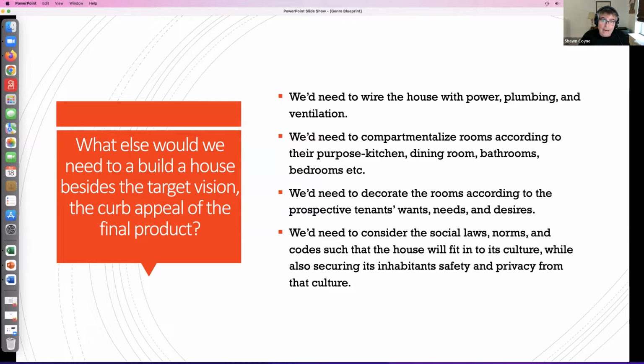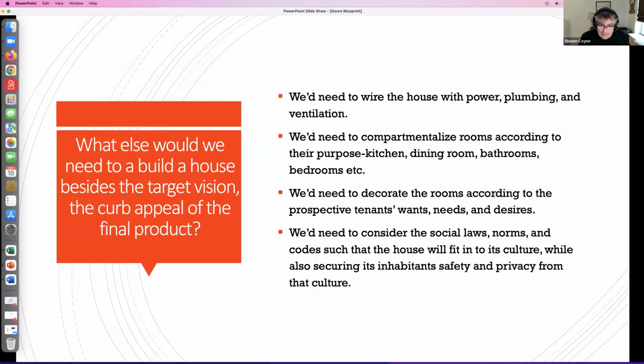Well, they need to wire the house with power, plumbing, and ventilation. We need that stuff in the house, right? We need to compartmentalize rooms according to their purpose. We need kitchen, dining room, bathrooms, bedrooms, reading rooms, libraries, offices, etc. Okay, that's 2. 3, we need to decorate the rooms according to the prospective tenant's wants, needs, and desires. I need light in the afternoon, so I need blah, right? So you need to talk to the prospective tenants.